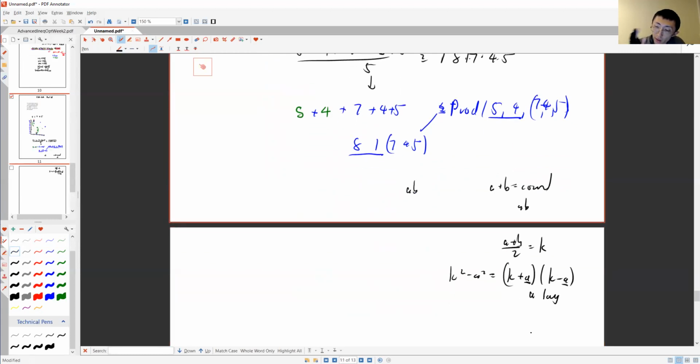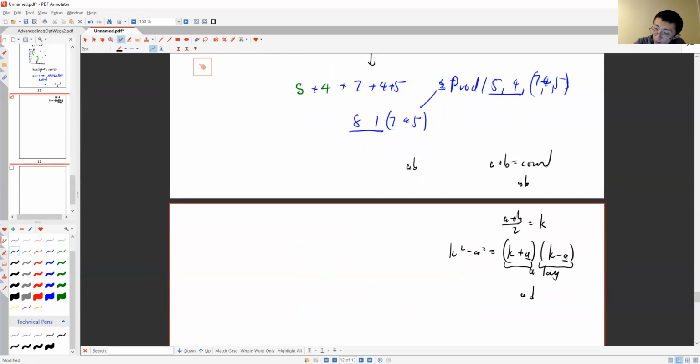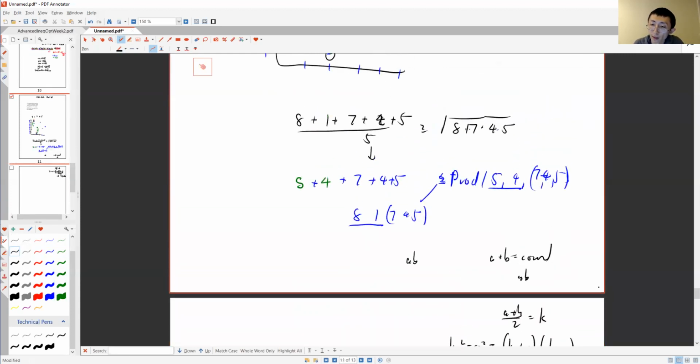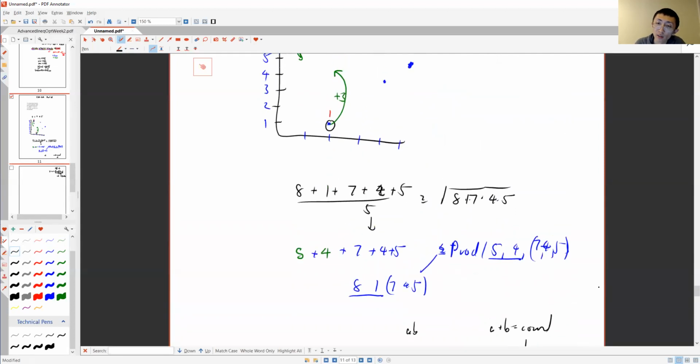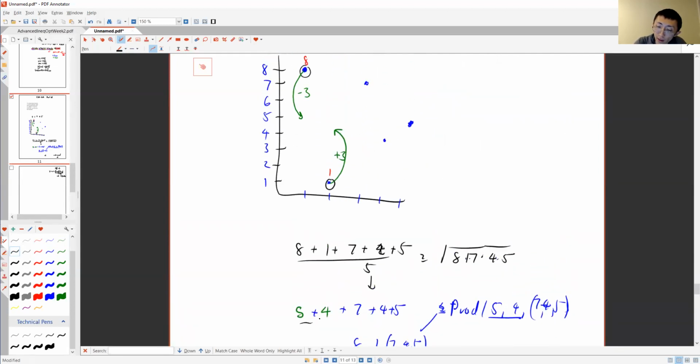When a is small, these two numbers are closer together and their product is bigger. So when a goes down, (k plus a) times (k minus a) goes up, and vice versa. So we can change this to 5, 4, 7, 4, 5, and then change the next.